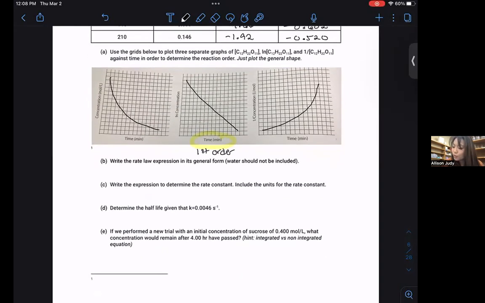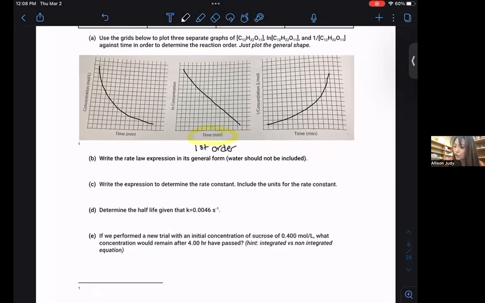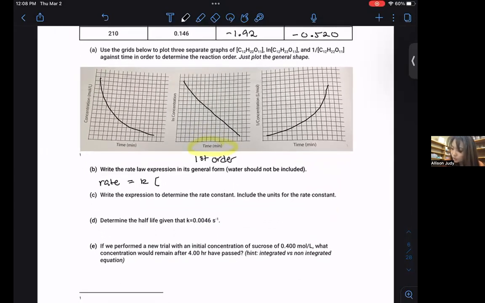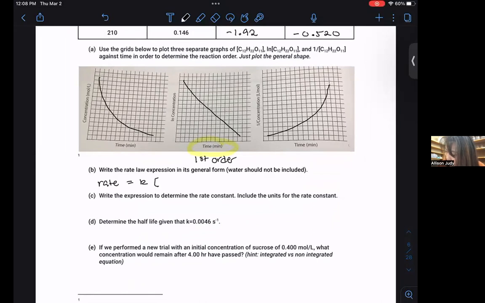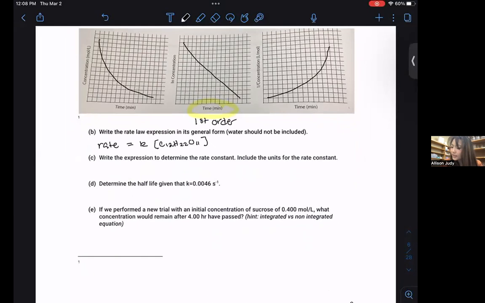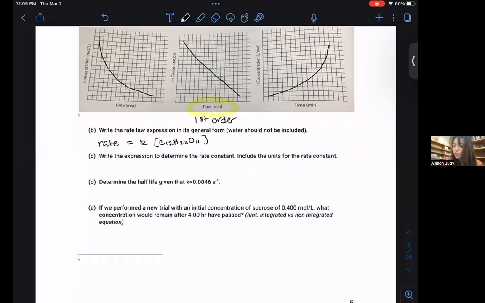So what would our rate law expression be in the general form? Rate is equal to some constant k times the concentration of your reactant. We only have a single reactant, sucrose, C12H22O11, raised to what power? 1. And so we don't write that, and that's it. Then write the expression, determine the rate constant, and include the units for the rate constant.